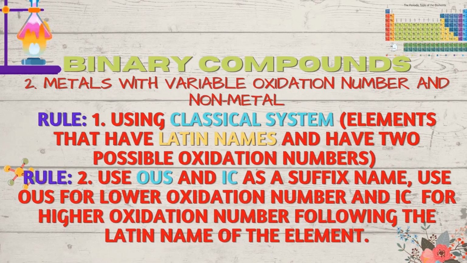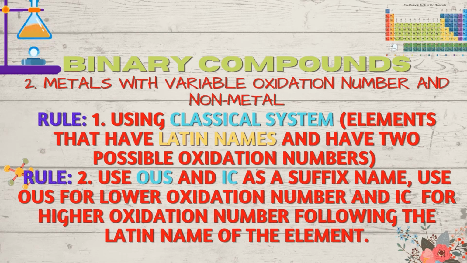Okay, now let's move on to metals with variable oxidation number and a non-metal. So it's a combination of metal with variable oxidation number and a non-metal. So the rule for this is you use the classical system, or the elements that have Latin names and have two possible oxidation numbers. So when we talk of variable, ibig sabihin, hindi lang isa yung kanyang oxidation number, marami, or possible 2 or 3 oxidation number. So, ang rule natin is you're going to choose the classical system or the stock system.